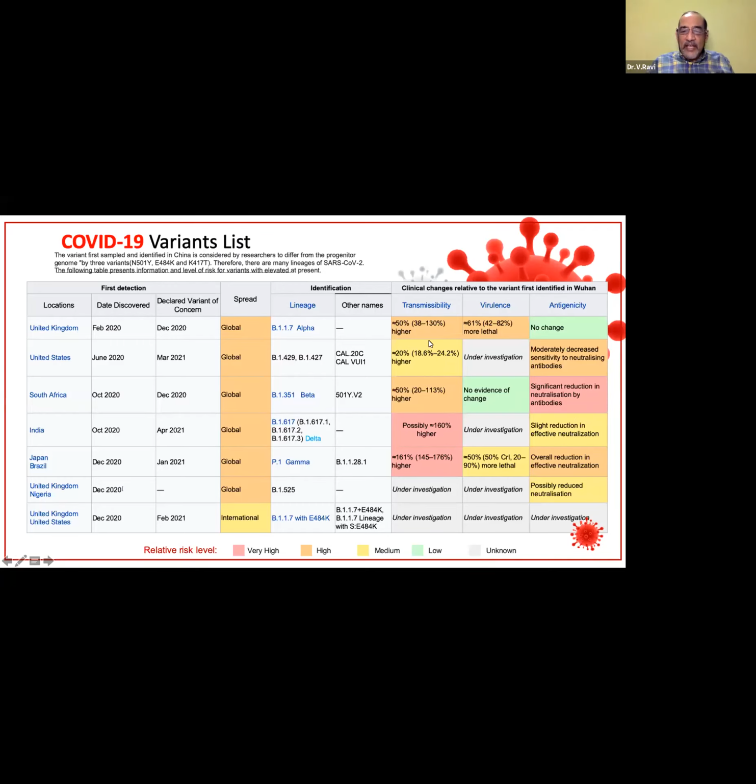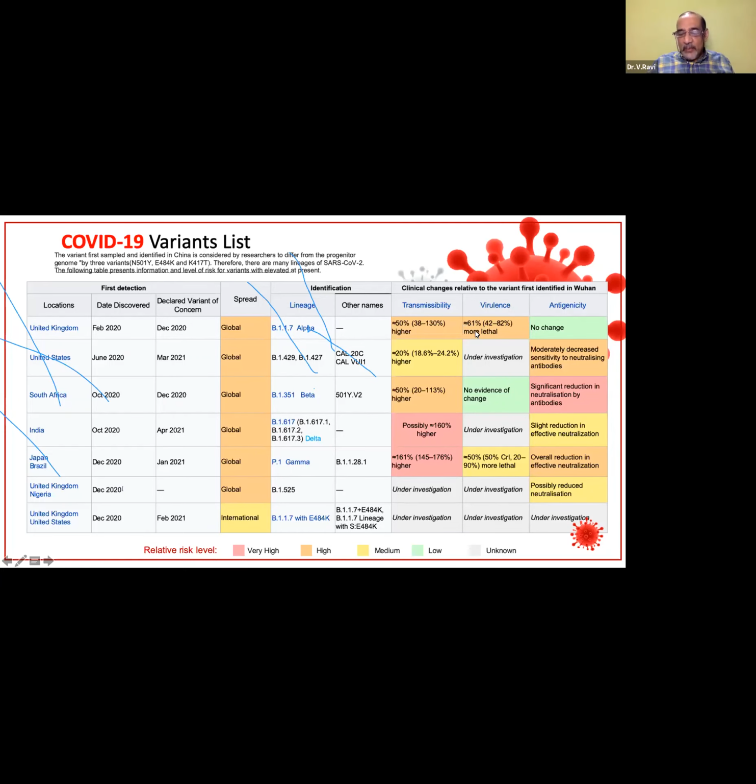The UK variant was 50% higher than Wuhan. Then the South African was also 50% higher than Wuhan. The Brazilian one was also 161% more. And the most infectious is the Delta variant. In terms of virulence, we have only 1 or 2 where the virus is supposed to be more lethal.